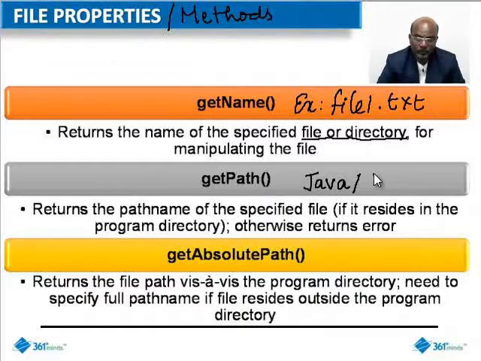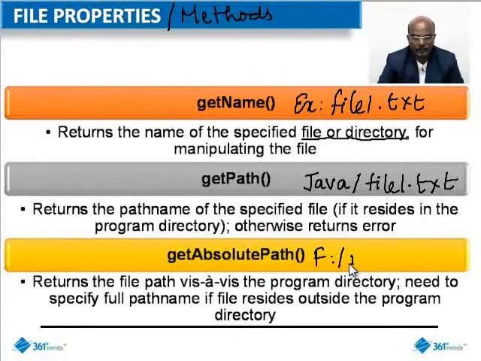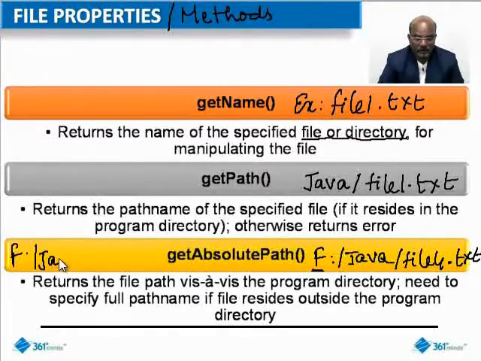The getAbsolutePath will return the file path right from the root directory. Say for example, I have a file in the F:\Java folder. I have a file, let's name it file4.txt. And my program is in Java1, under the name file4.java.